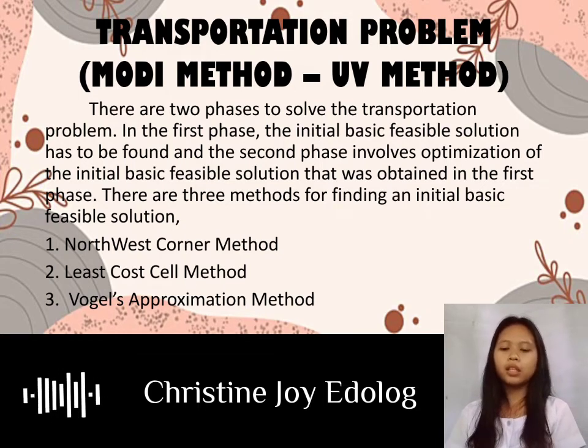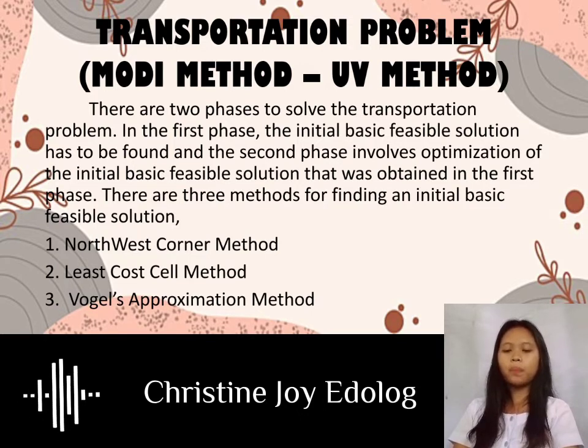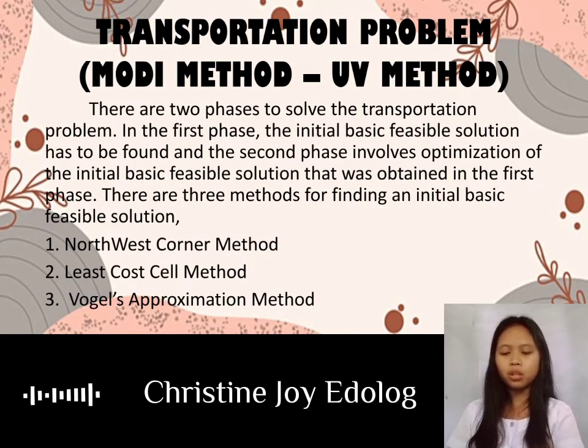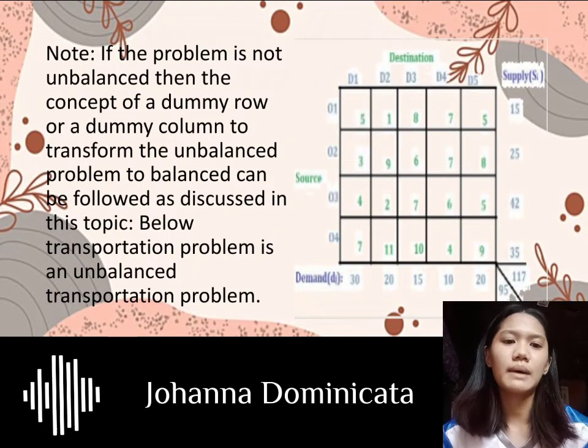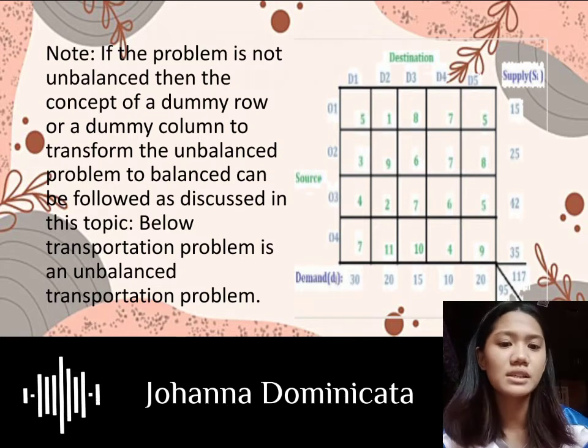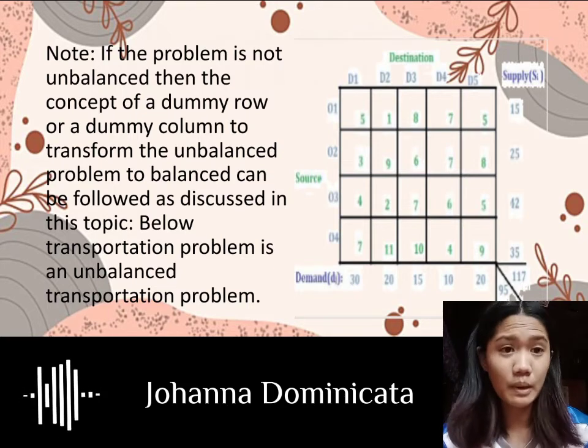Then the three methods of finding the initial basic feasible solution. First is the northwest corner method. Second is the least cost cell method. The third one is Vogel's approximation method. This will discuss how to optimize the initial basic feasible solution through an explained example. In the modified distribution method and balanced transportation problem, there are two phases to solve the transportation problem.